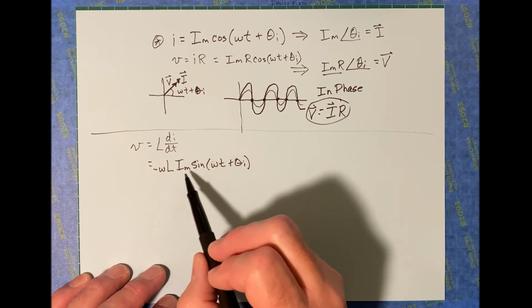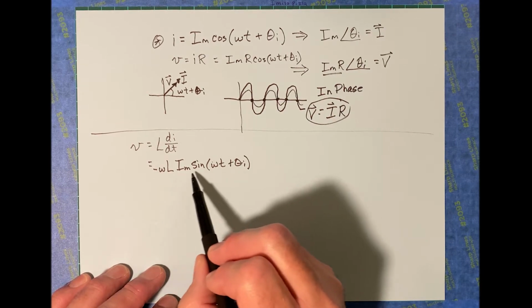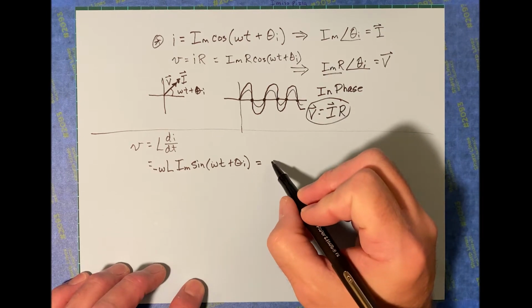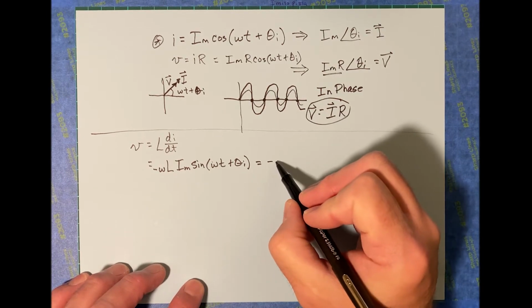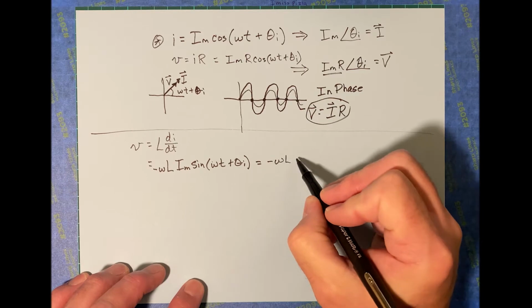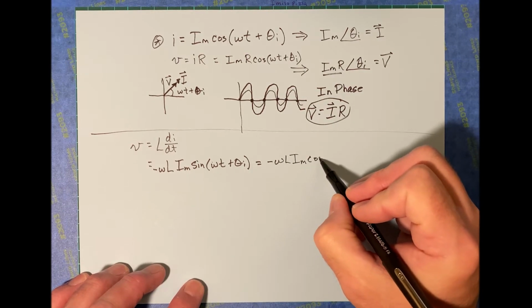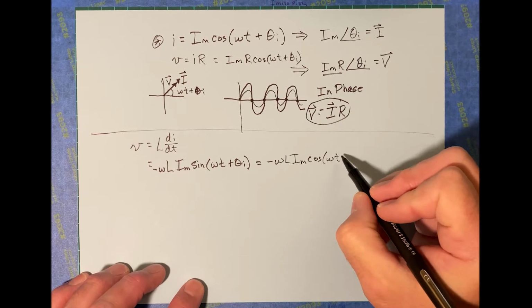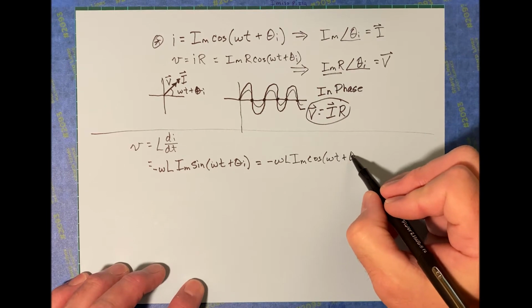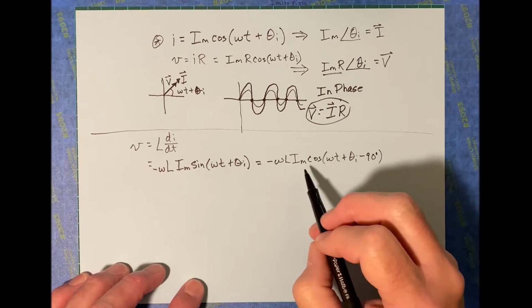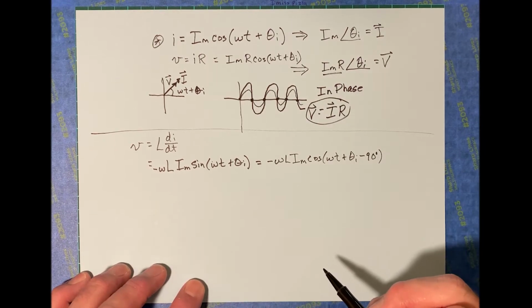Okay, so we've got that right there. Now this is in terms of a sine function. We can convert that into a cosine function, so let's go ahead and do that. Omega L I sub m times the cosine of omega t plus theta sub I, and then we'll just subtract off 90 degrees to turn it from a sine into a cosine like that.